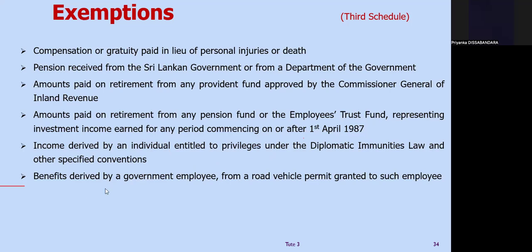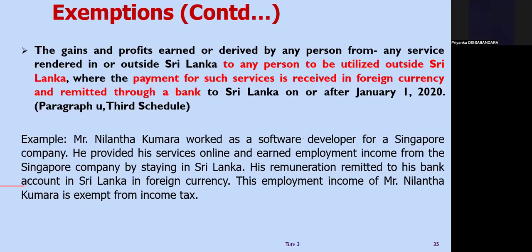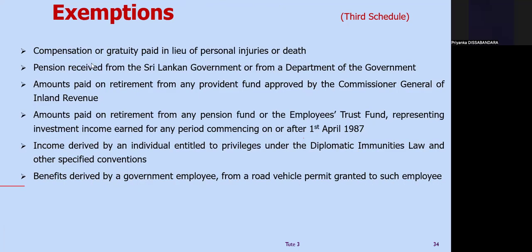Then, benefits derived by a government employee from a road vehicle permit granted to such employee. That means vehicle permit is exempt from income tax. So these are the items that are exempt from income tax. Income tax means employment income. If we receive this kind of income, those are exempt from income tax.